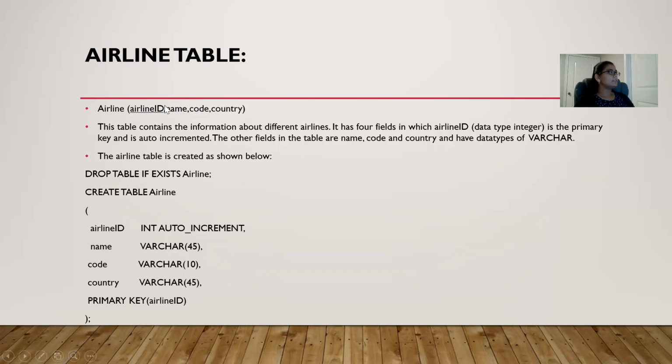So the airline ID is the primary key and it is of integer data type and is auto incremented whenever it is created or generated. Then the other fields are name, code, and country, and these have the data type of varchar. And the query used to create this table is shown here.